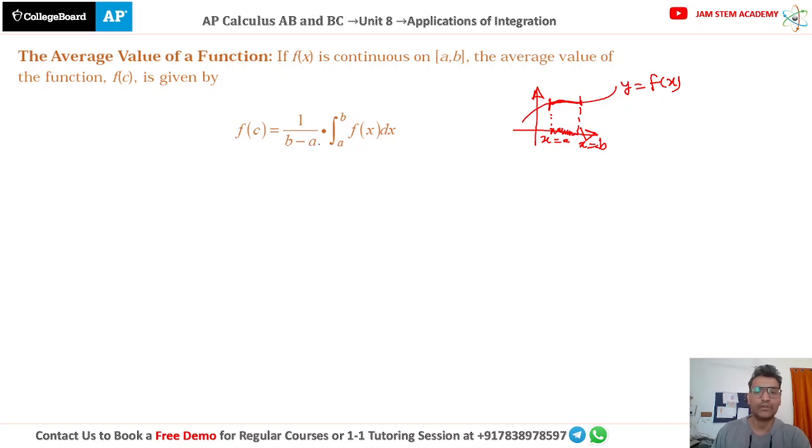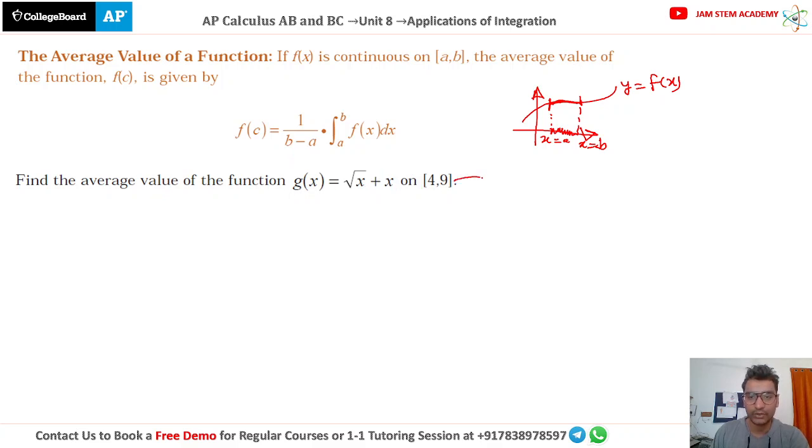So let's solve a question on this. We have to find the average value of the function g(x) is equal to square root of x plus x over the interval 4 to 9. So here we have a equals 4, b equals 9. So b minus a is simply 5. And now what is our function? Our function g of x is given as root x plus x. We already know how to integrate it. It's simple, right? Algebraic function.